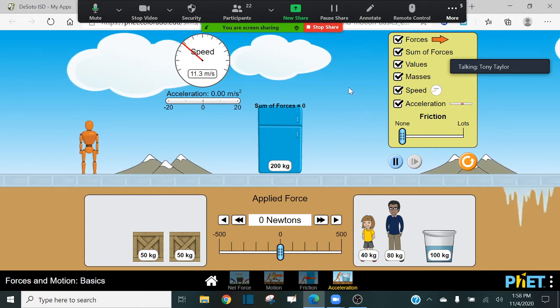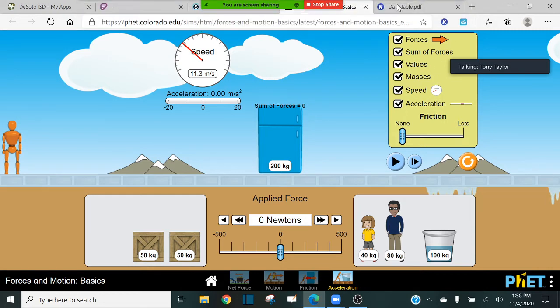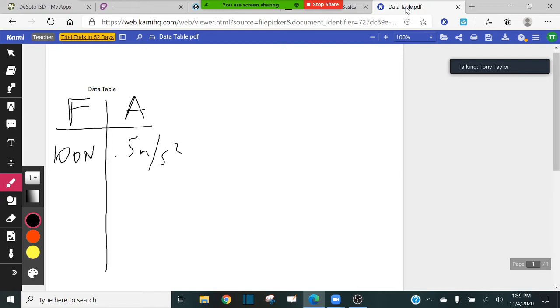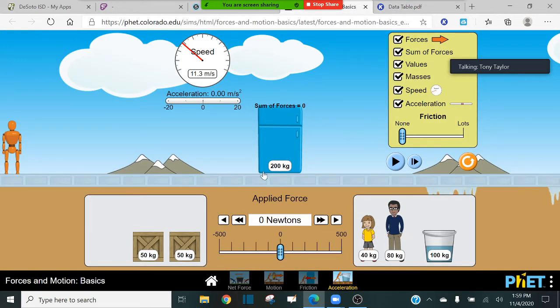So then once you have that, guys, you would take that value and write it down. 150 newtons, 0.75. And guys, I'm going to collect one more data point just so you get the basic idea of what you're doing. And again, the data points you use cannot come from my examples.